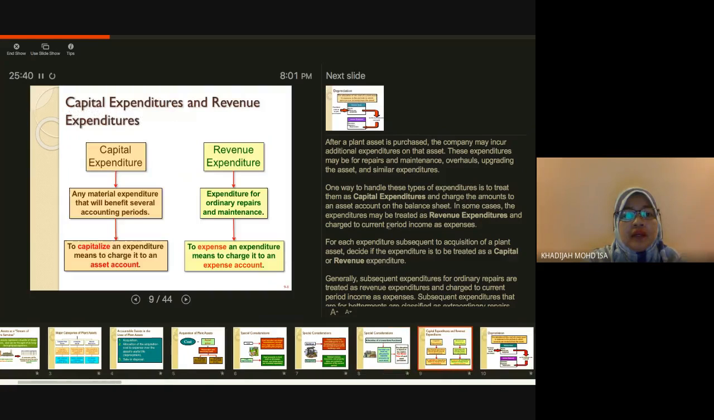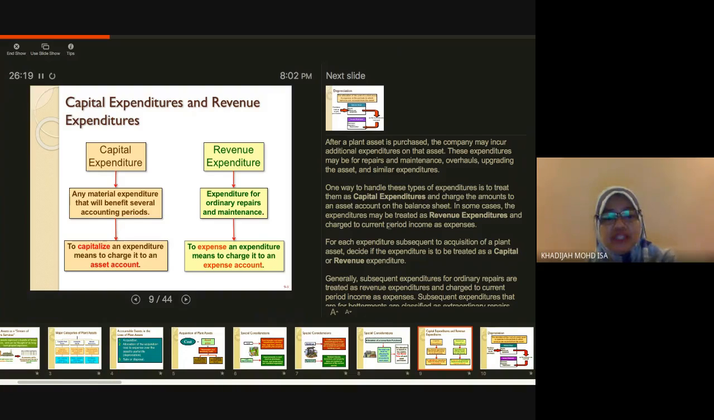Then you have the difference between capital expenditure, what we call capitalize, and expensing off. Capital expenditure is any material expenditure that will benefit several accounting periods. To capitalize an expenditure means to charge it to an asset account. For example, when you purchase a machine, the transportation cost, the installation cost, the cost incurred in order to put the machine into use, all this is what we call capital expenditure. So that will be part of the total cost of that asset.